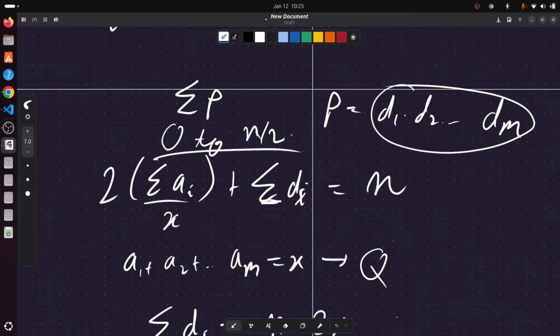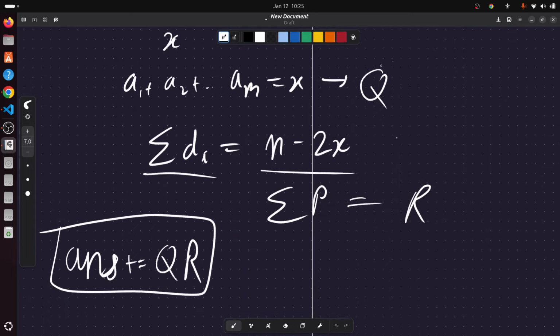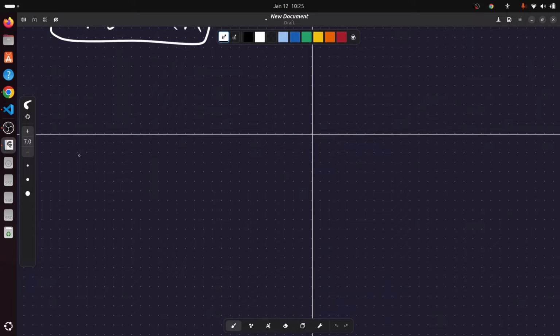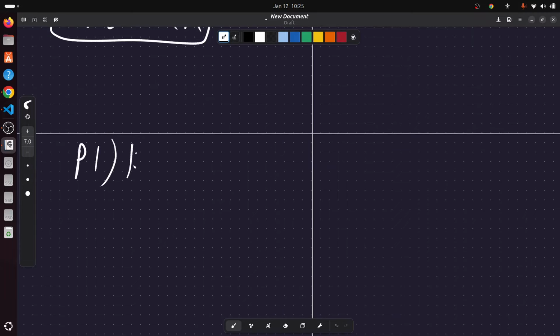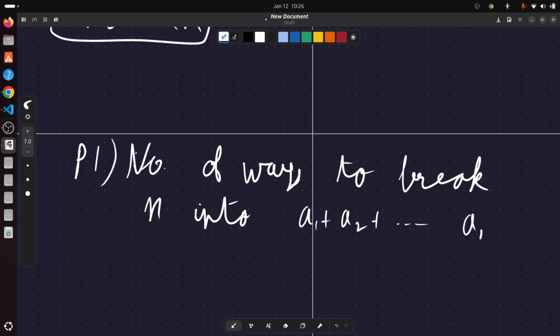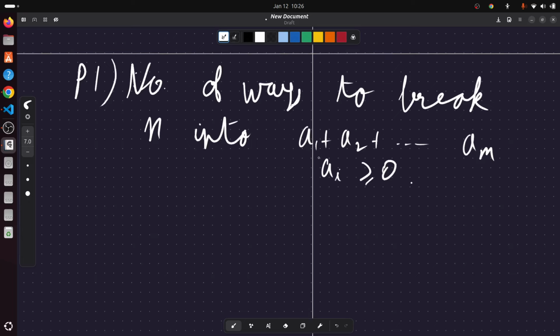So this is fine. But now I just need to find the values of Q and R. Okay, so I have two problems now. The problem one is the number of ways to break n into a1 plus a2 up till am, where each ai is greater than or equal to 0, right? This is the first problem.